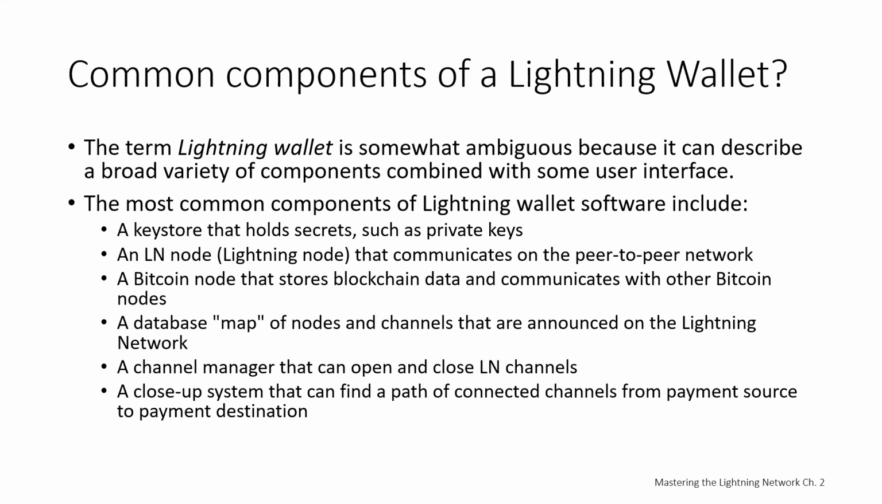A Bitcoin node that stores blockchain data and communicates with other Bitcoin nodes. A database or map of nodes and channels that are announced in the Lightning network. A channel manager that can open and close Lightning channels. And a routing system that can find a path of connected channels from the payment source to the payment destination. A Lightning wallet might contain all those functions, act as a full wallet with no reliance on any third-party service, or one or more of those components may rely partially or entirely on third-party services that mediate those functions. And currently, the Lightning Network itself is going through a lot of growth and evolution, and we expect to see more evolution and growth in the capabilities of wallets.